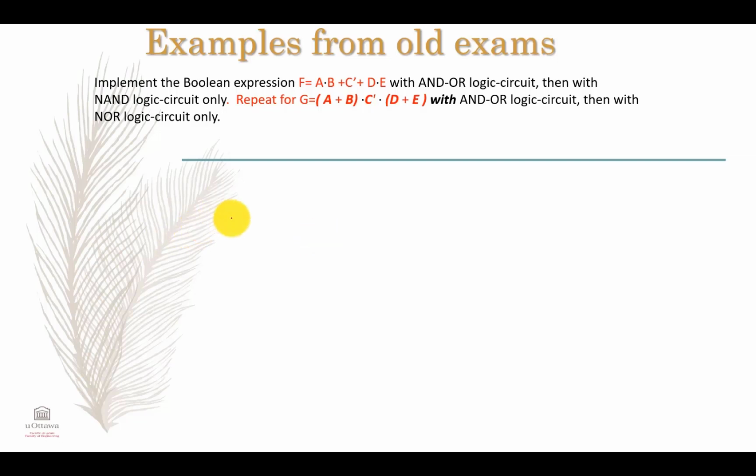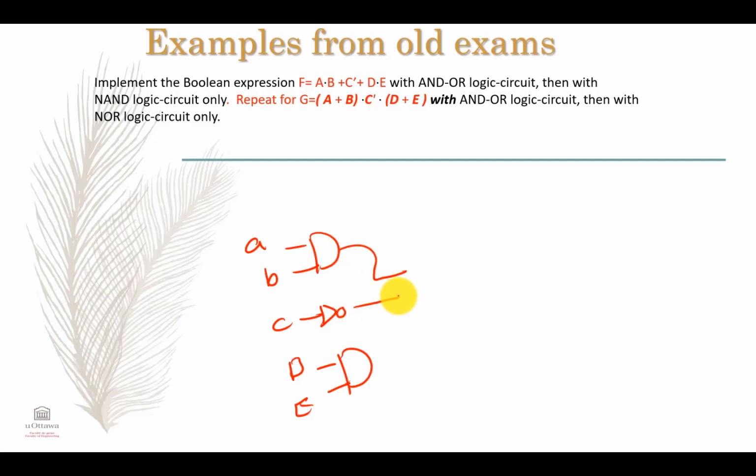I have here A, and I have B, both of them are ANDed. Then I have C, which is inverted, and I have D and I have E. Both of them are ANDed. Then after that, what I have to do is OR all of these results. And that is function F.